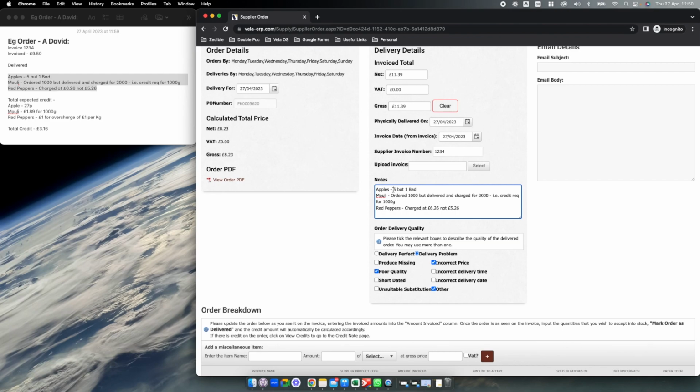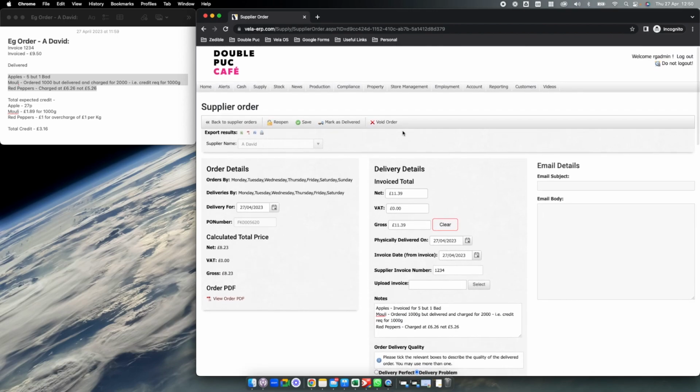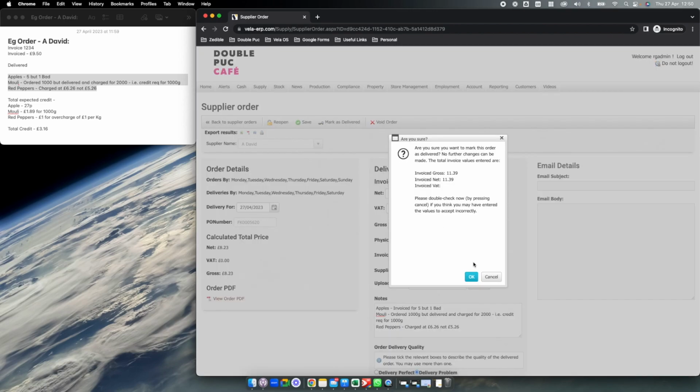So apples, invoice 5 for 5 but 1 bad, ordered 1,000 grams of mooli, but delivered and charged for 2 kilos. A credit request for 1 kilo is required, and then the final point is charged at £6.26, not £5.26. So that is all there, and I'm going to now mark as delivered.